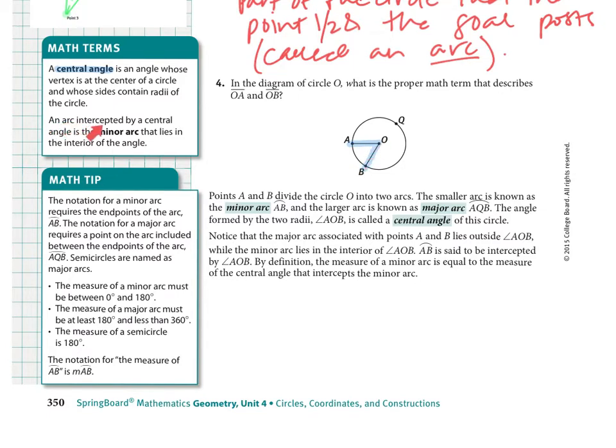Now it says an arc intercepted by a central angle. So this arc right here is actually called our minor arc. Let me pull out my highlighter. That's our minor arc, so I'm going to highlight it right there. It lies on the interior of the angle, and the reason it's called the minor arc is usually because it's less than half of our circle. It's less than 180 degrees. So that's what we're looking at here.